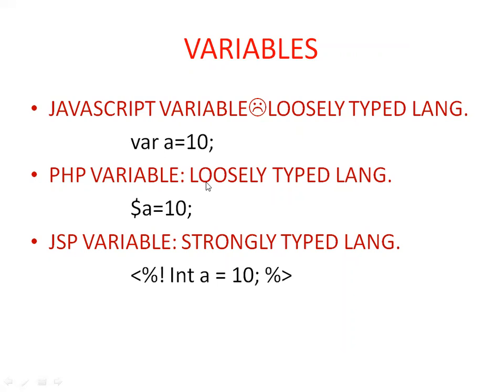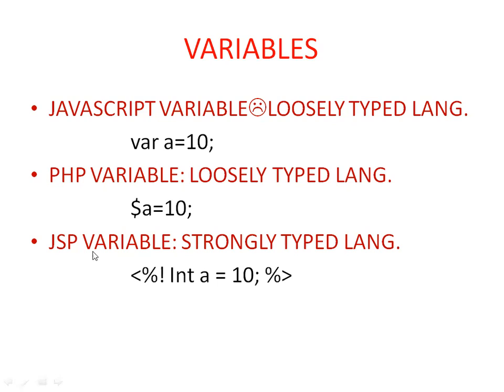Likewise, PHP is also a loosely typed language. What it means? There is no need to specify the data type for the variable. But the variable declared in PHP starts with $. So all the PHP variables start with $. So dollar followed by the variable name equals the value. So A is holding the value 10, which means A is an integer variable.